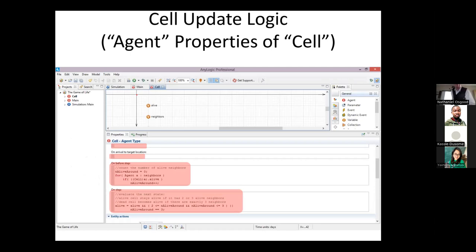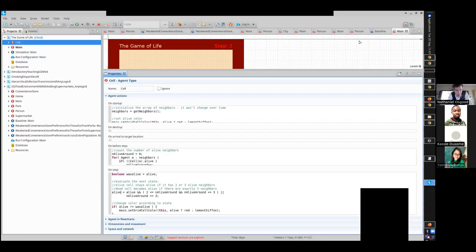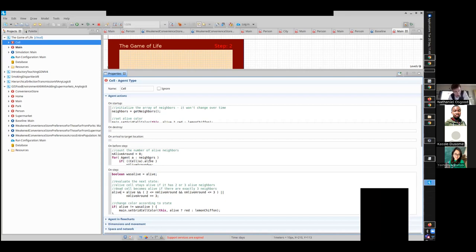And what you will find is throughout models, and we'll use AnyLogic to illustrate this, the models are littered with places where you put code or otherwise logic to be invoked. And the surrounding framework, in this case AnyLogic, will take care of invoking them at the right time. We just saw this for the Game of Life, where we have on before step and on step, these things that are invoked at certain times. On startup is another example.